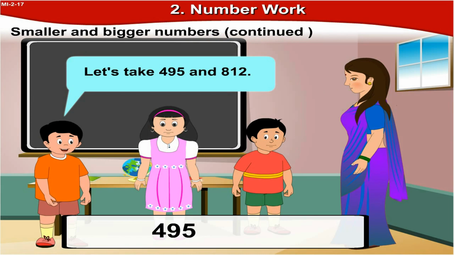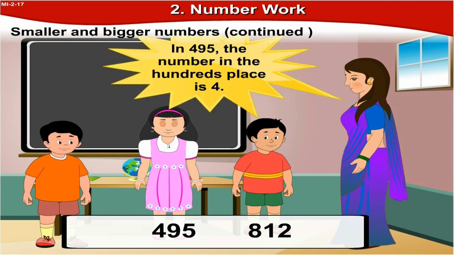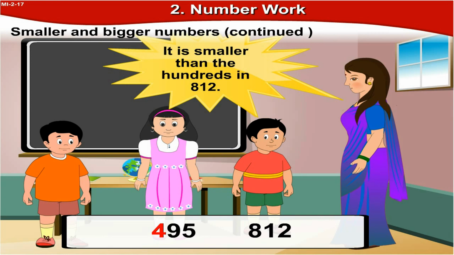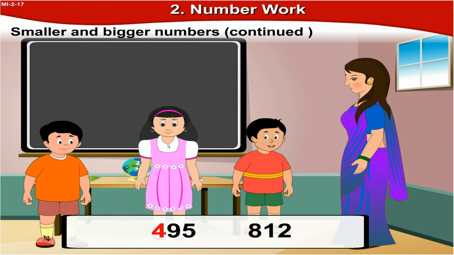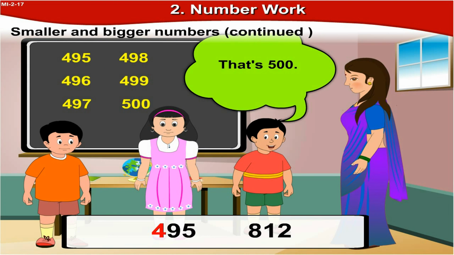Let us take 495 and 812. In 495, the number in the hundreds place is 4. It is smaller than the hundreds in 812. Now this is very important, children. What is the next whole number after 495? Oh, that's very easy. That's 500, and 495 is less than 500.